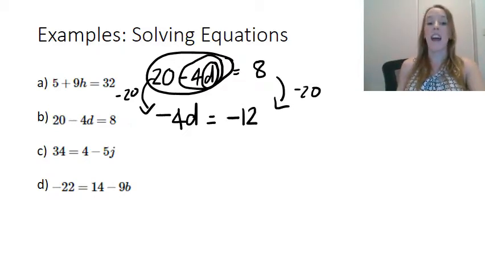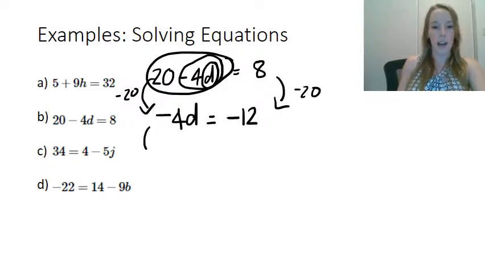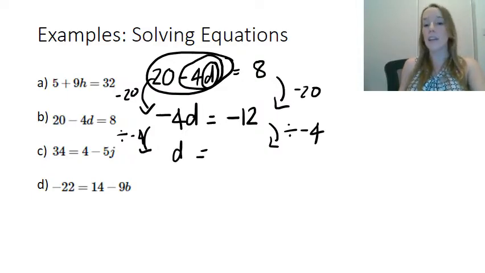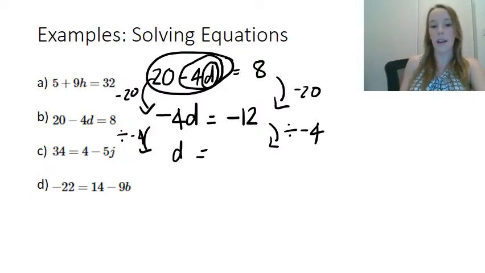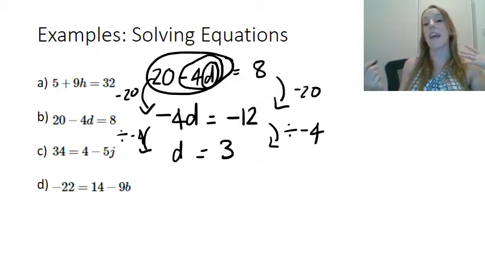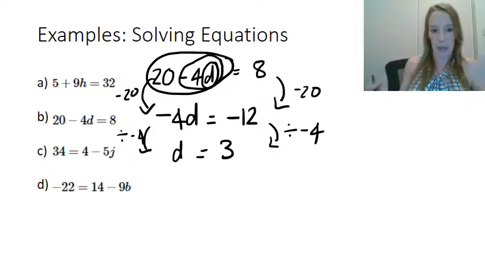Now, to get rid of that negative 4, we're going to have to divide by negative 4. And what we do to one side, we have to do to the other side. So negative 4D divided by negative 4 is just going to give us D, and negative 12 divided by negative 4 is going to give us 3, because remember, negative divided by a negative is a positive. So our answer is D equals 3.